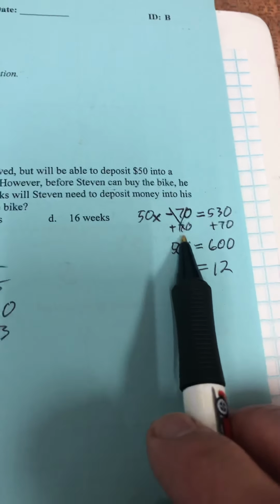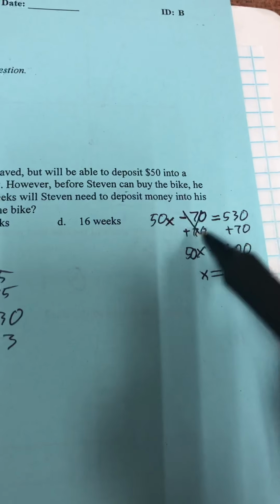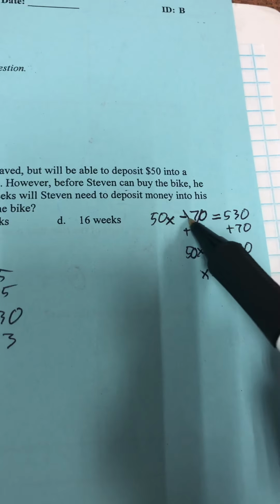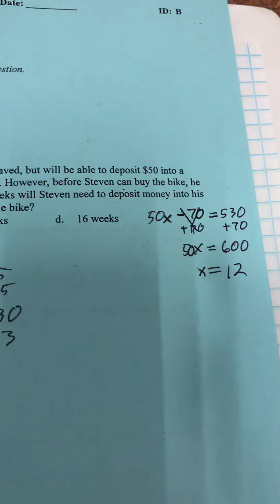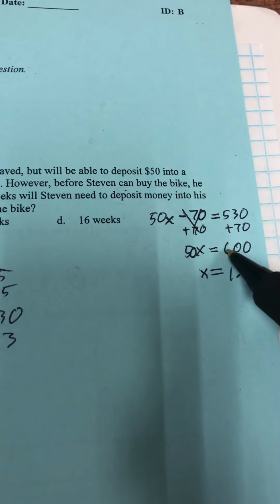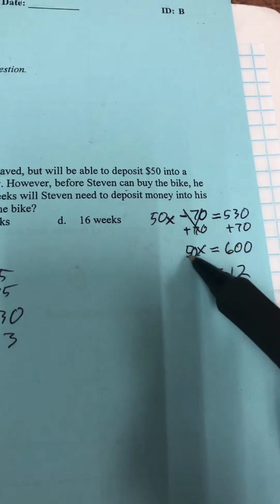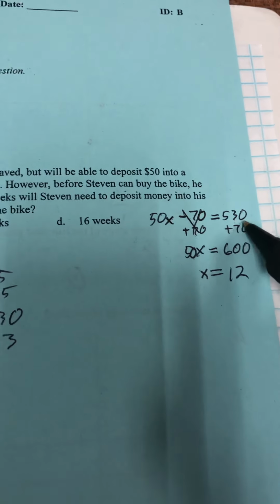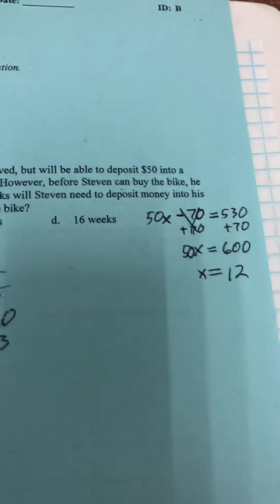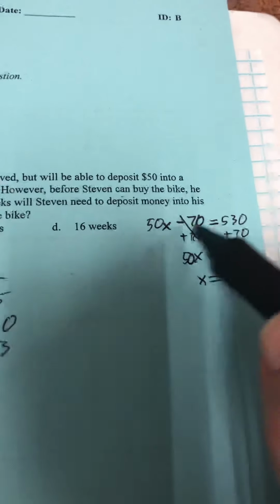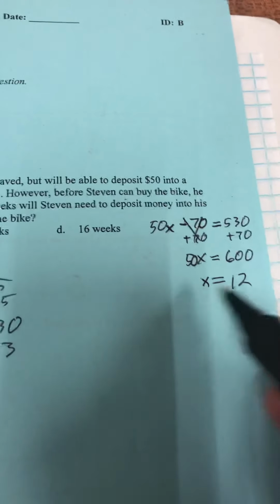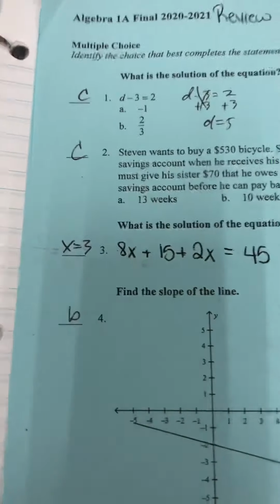I was doing this in class. I added 70 to both sides in order to get rid of this minus 70. And then I just had 600 divided by 50. 600 because 530 plus 70 is 600. So 600 divided by 50, you divide both sides by 50, and you get x equals 12. That would be 12 weeks, so C is your answer.